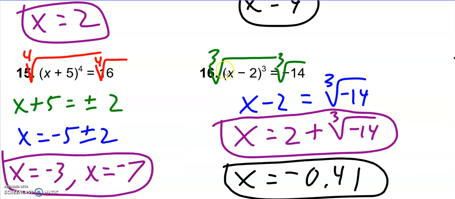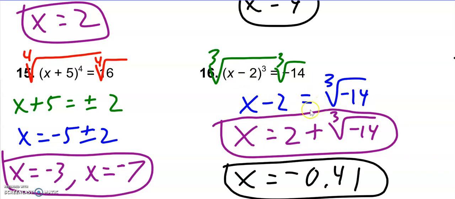For 16, we have x minus 2 to the third. So I'm going to do similar to 15. There's nothing to multiply or divide by right away. I need to do the cube root. Since it's the cube root of a negative, I am not going to get imaginary numbers. It's only if I have an even index with a negative underneath the root that I have to do the i. But since it's an odd index, I don't need to do that. It just stays negative. So this becomes x minus 2 equals the cube root of negative 14.